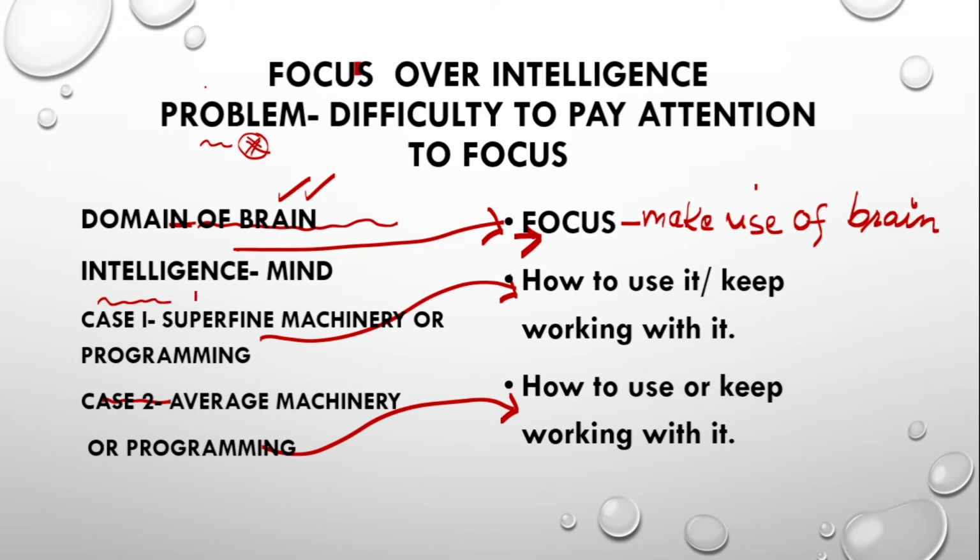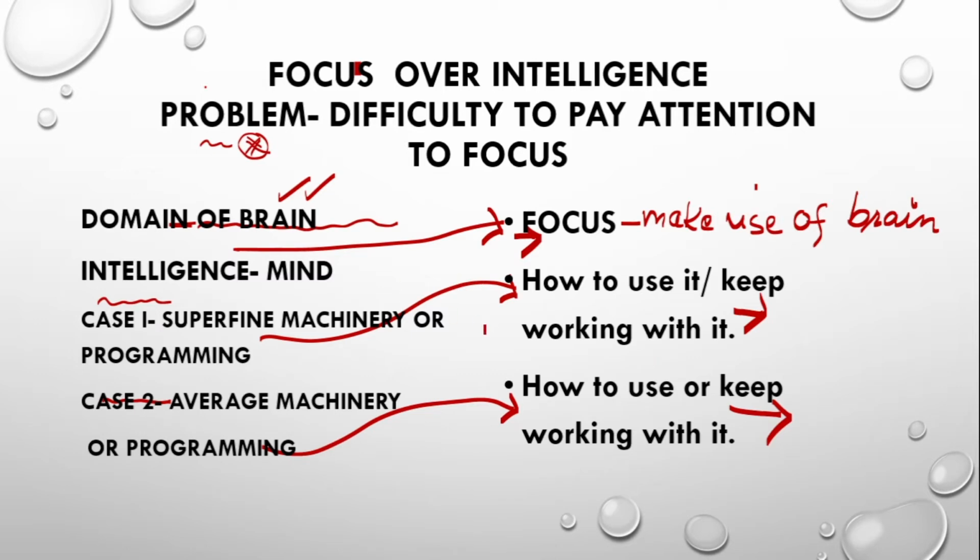Now let's consider two cases in this context. The first case: supposing you have superfine machinery or super programming in the computer, but we don't know how to use it. We cannot keep working with it for a long time. That means it is not going to give you good results as expected, because you don't know how to use it. But in the second case, there is average machinery or average programming in the computer, but we know how to use it properly, and we can keep working with it for a long time. That means in this case it is going to give us better results than before. The second case is much more effective than the first one.